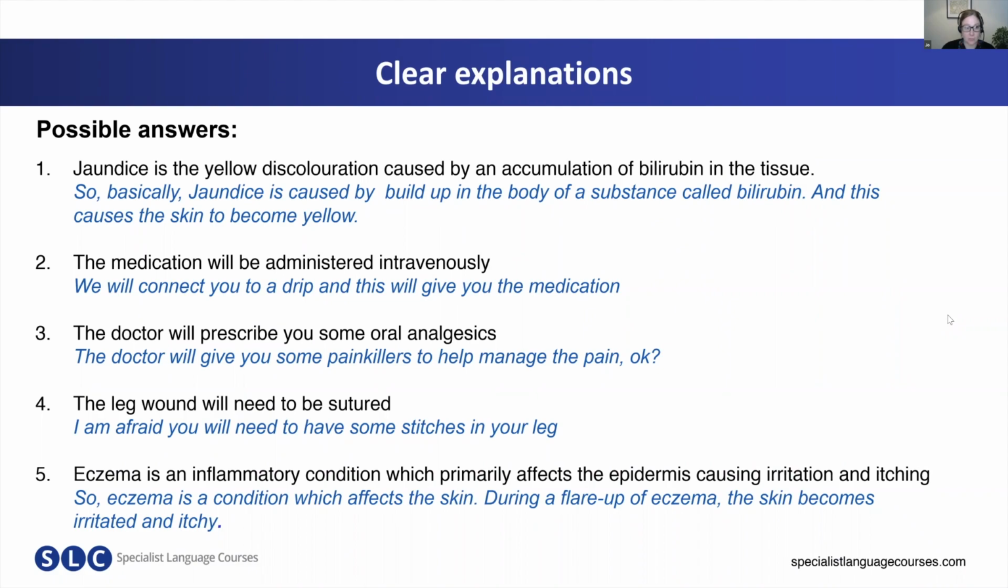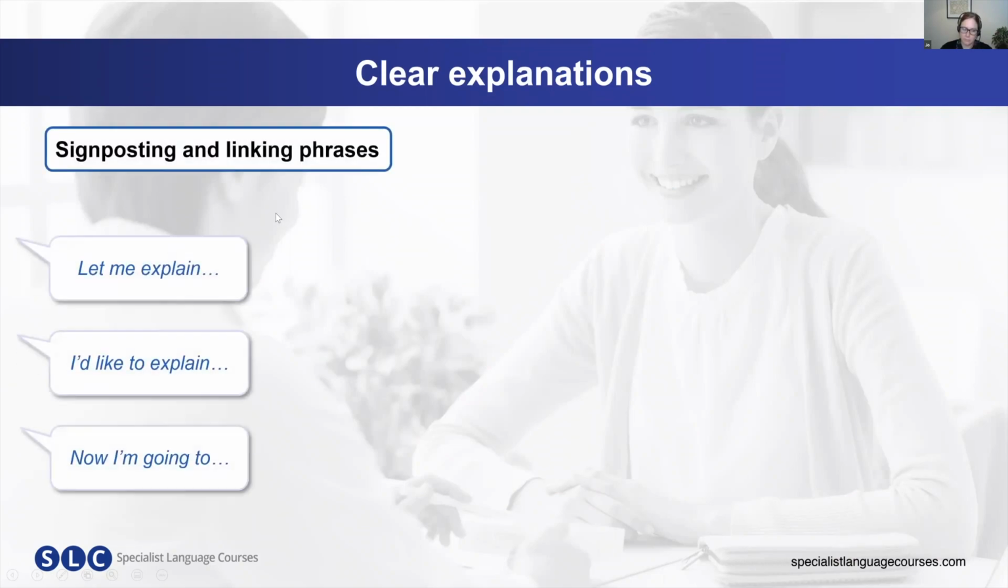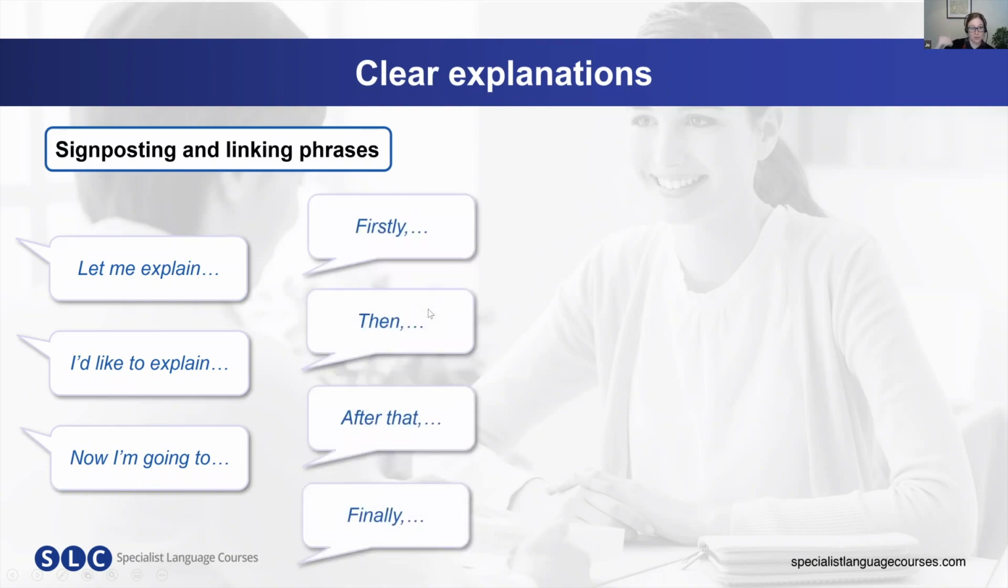So I'd like to move on to look at signposting and linking. So signposting, as you said, very important. These kinds of phrases might signal that you're about to talk about something different. So let me explain about how to manage the wound, or I'd like to explain what we're going to do now, or I'd like to ask you some questions, or now I'm going to. So it tells the listener what you're going to do so they're prepared. Of course, in explanations, you might want to sequence steps. First we'll do this, then after that, finally.